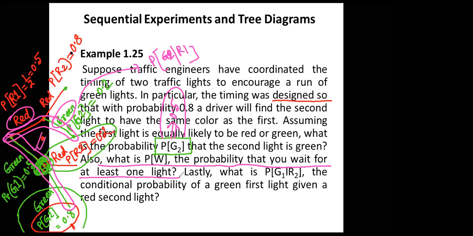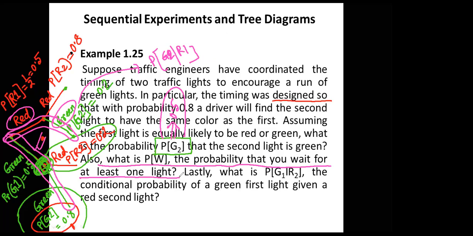When do you wait? Sir, when there is a red light. Red light, right? So when there is a red light, then you wait. So they are telling us to find the probability of W, the probability that you wait for at least one light. So in your path, you are watching two traffic lights, and if any one traffic light is red, then you wait, and they are trying to find that probability of waiting.